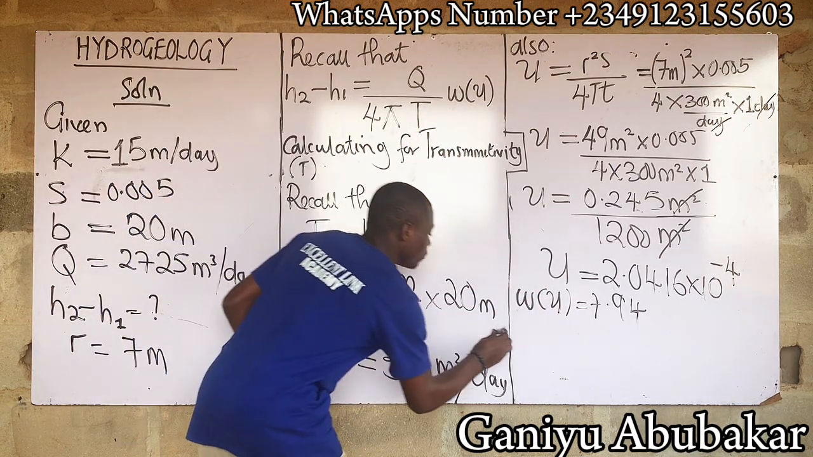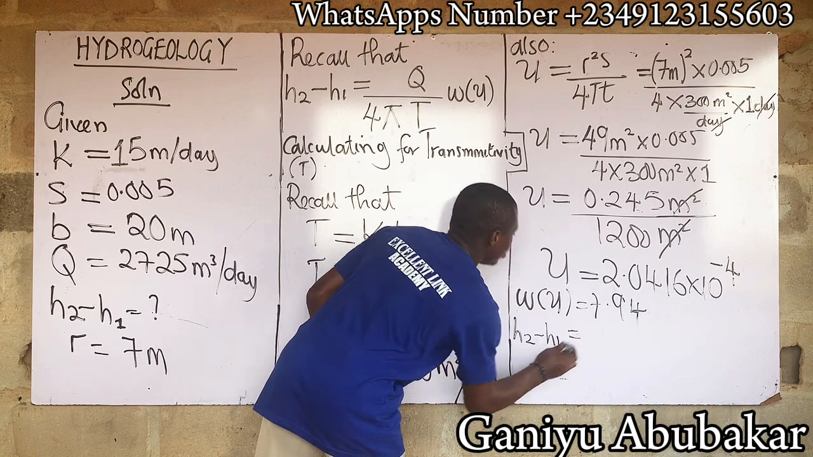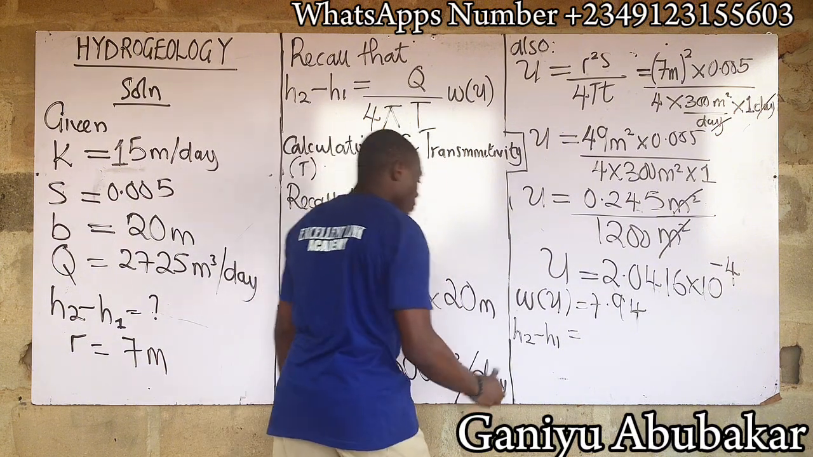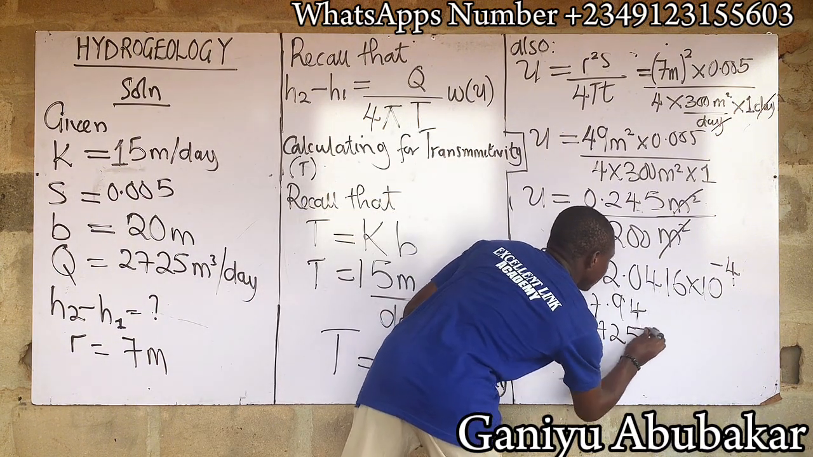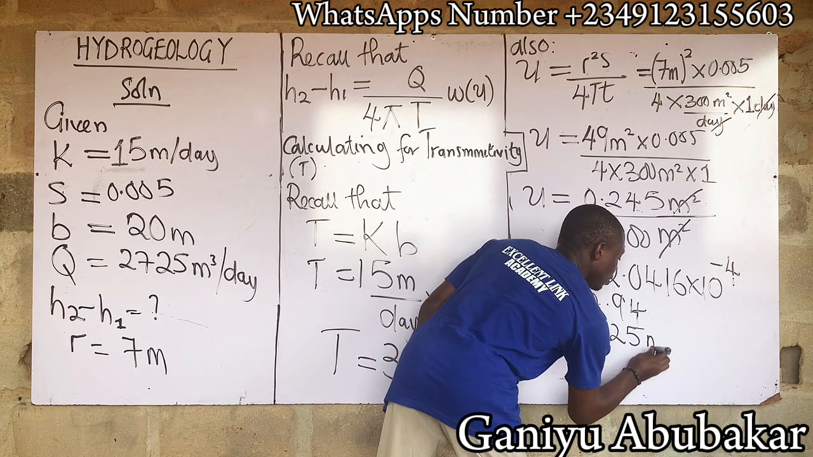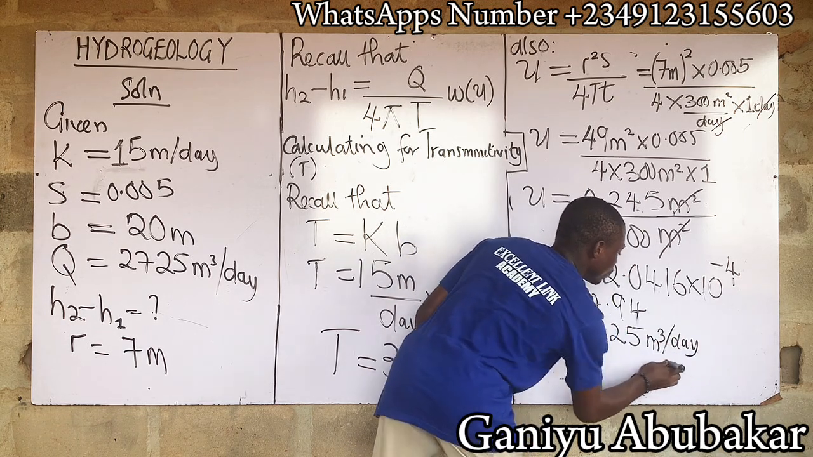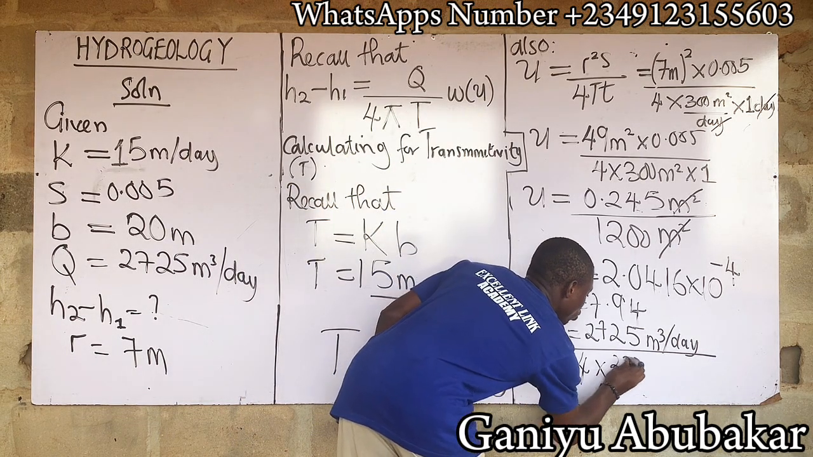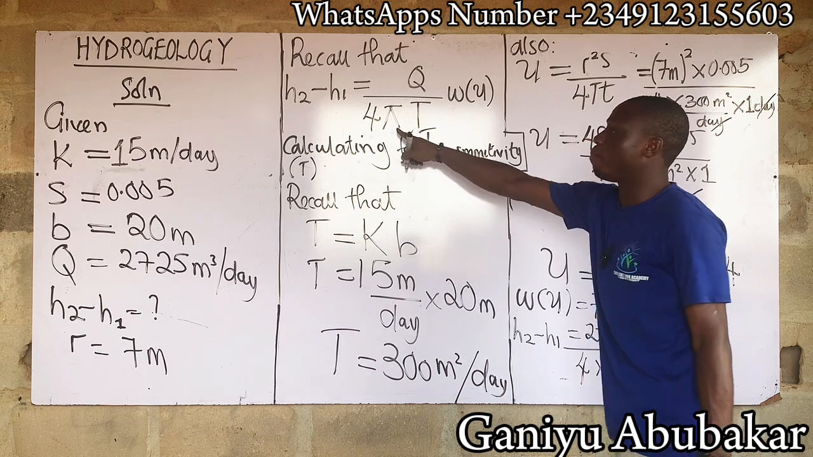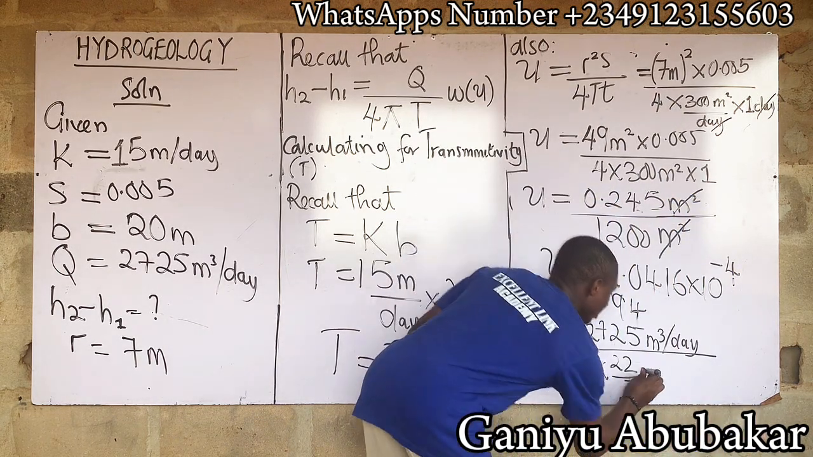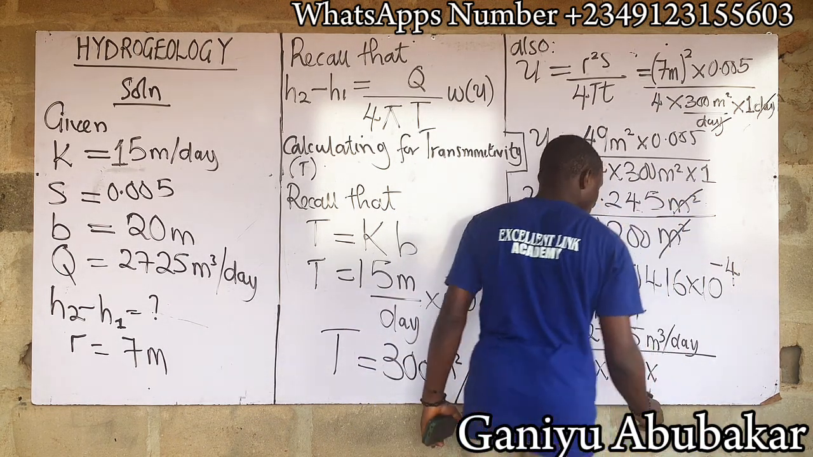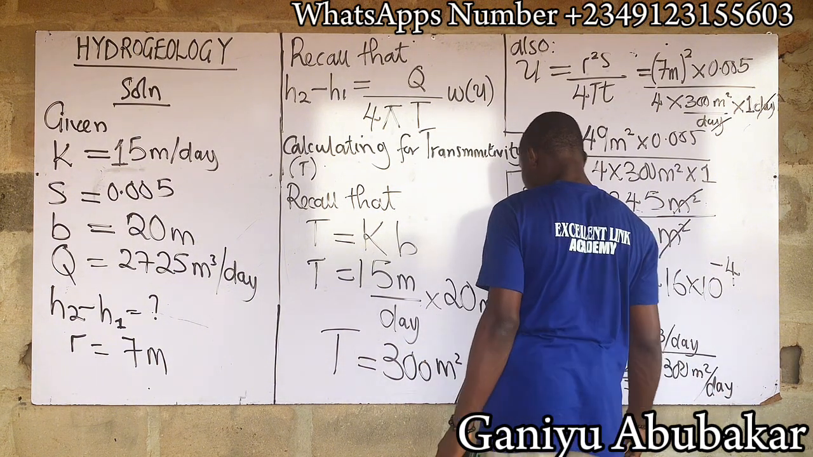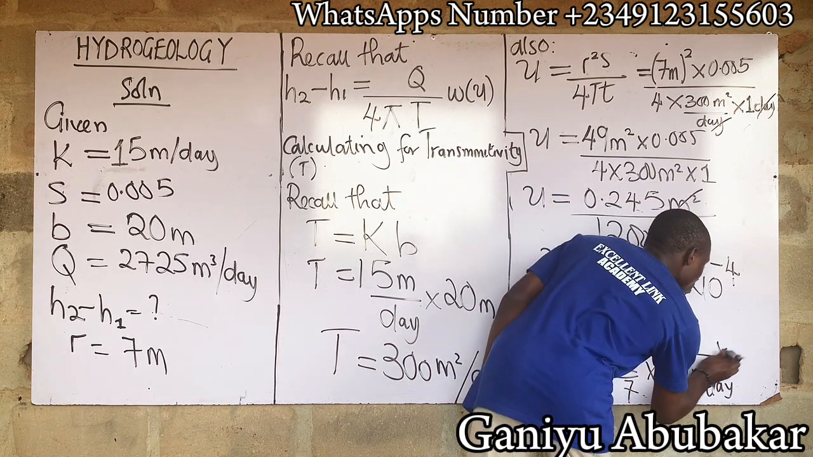From here now, the value for h2 minus h1 will be equal to Q. What's your Q there? Q is 2725 meter cubed per day all over, I have 4 times 22/7 as the value for pi, multiplied by T. Transmissivity is of course 300 meters squared per day. What next? Times W of U.